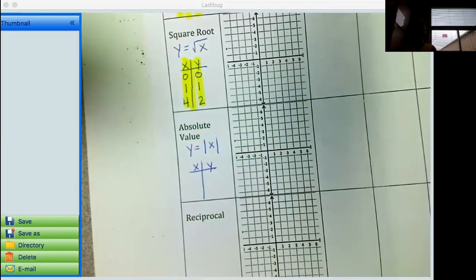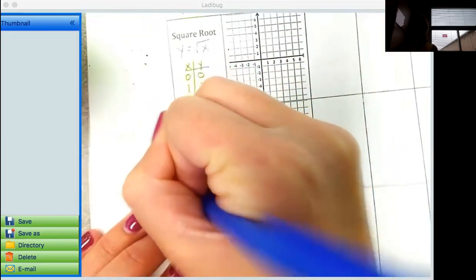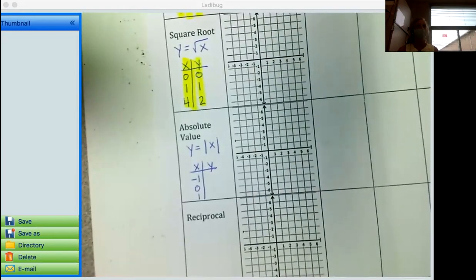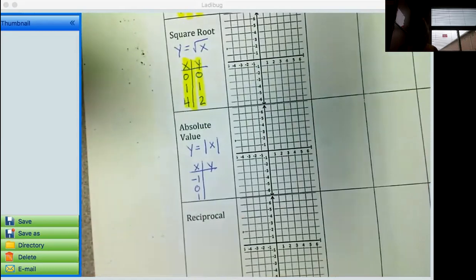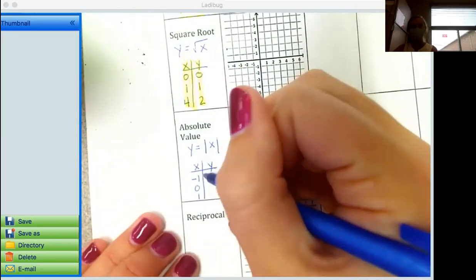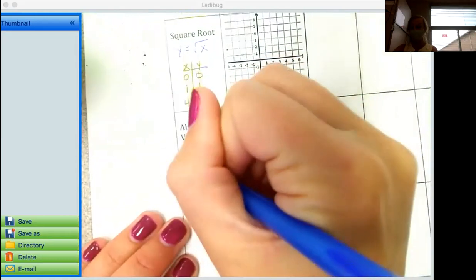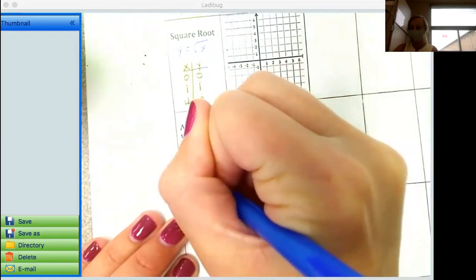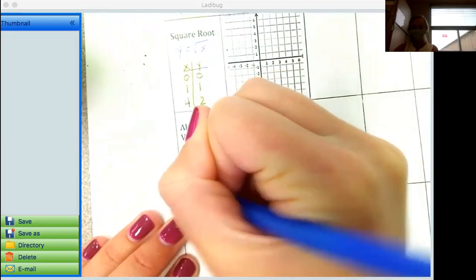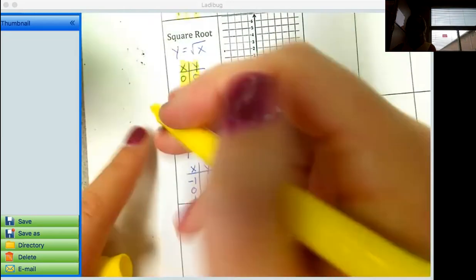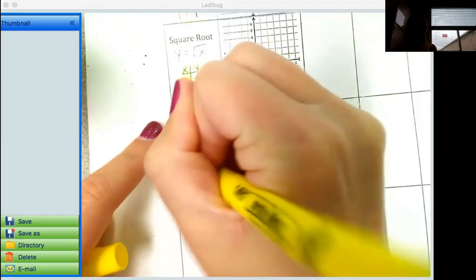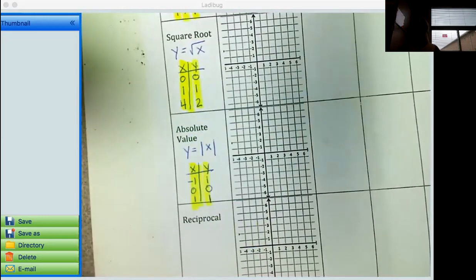Now, can we put negative numbers into it? Yeah. So we can use -1, 0, 1 again. And then what happens with my outputs? What's the absolute value of -1? Good. Absolute value of 0. Absolute value of 1. And I think I have the time real fast, so I do want to graph these two for you guys. You're welcome.